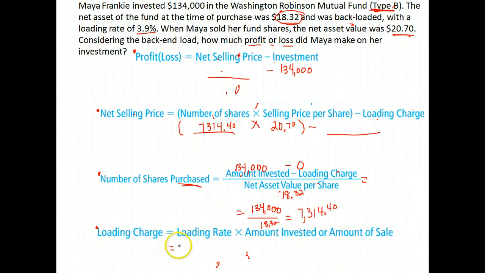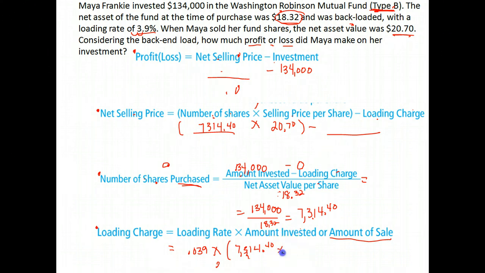The loading charge is the loading rate, which is pretty easy to find, 3.9%. Move the decimal 2 places to the left. So our loading rate is 0.039 times the amount invested or the amount of the sale. Okay, so since this is an end loaded or back loaded, we want the amount of sale, which is going to be the number of shares, which we just found was 7,314.40. Okay, so that's how many shares we are selling.